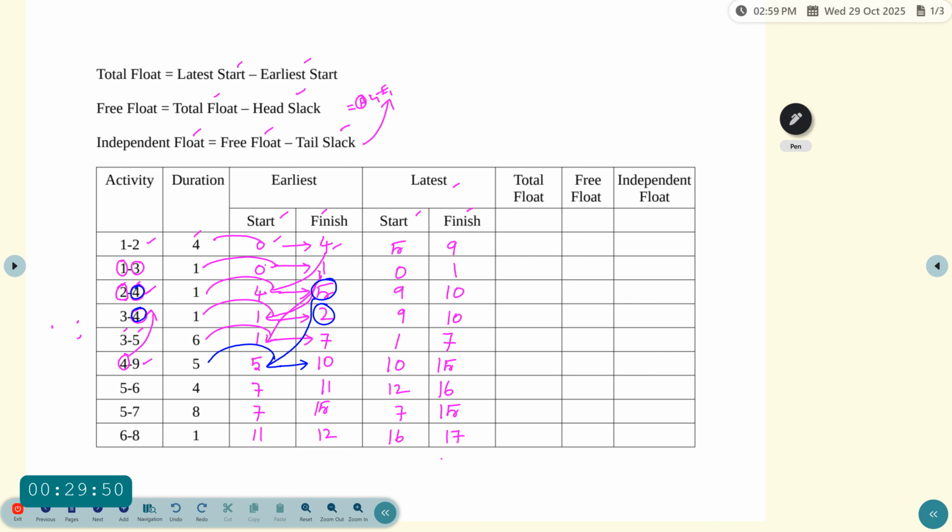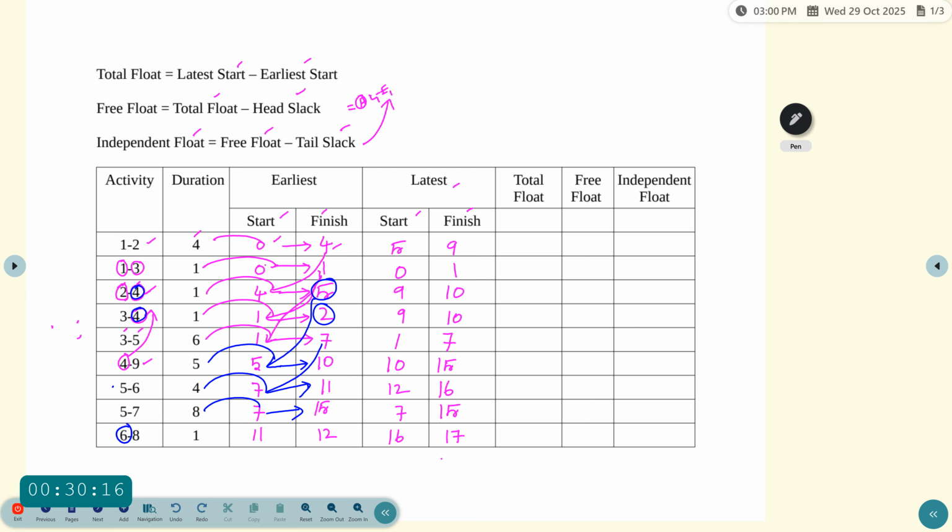So next one, another activity. Similarly, we have to find another activity ending with the 5. Fifth one is 7. So 7 plus 4 equal to 11. Similarly, 5 to 7. So again 7 plus 8 equal to 15.